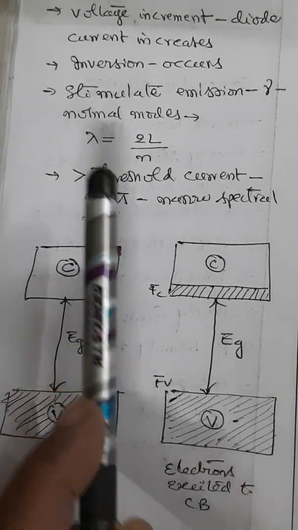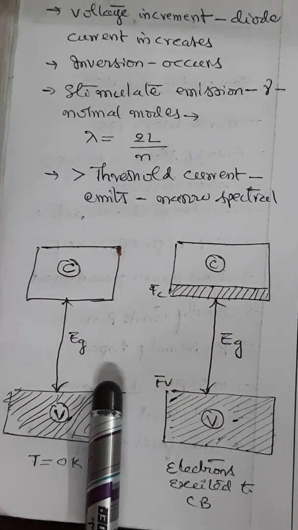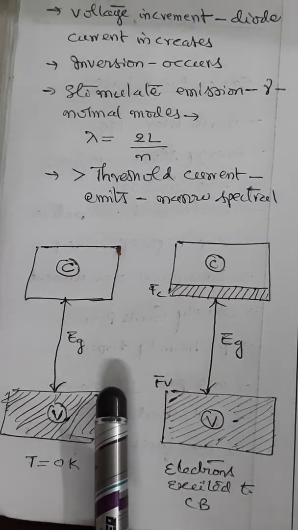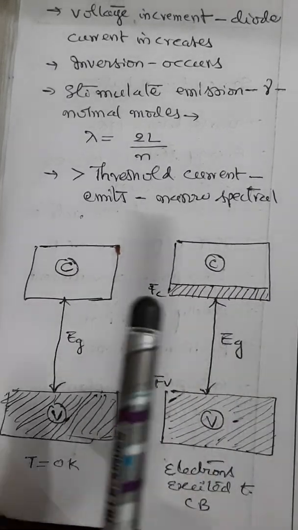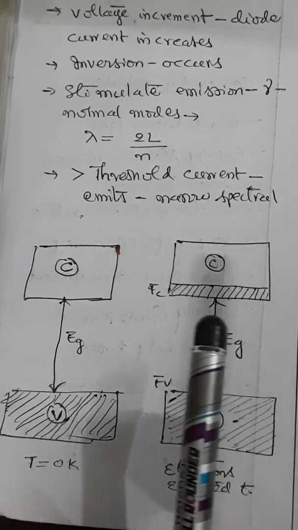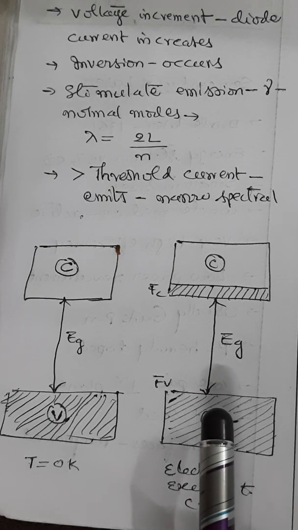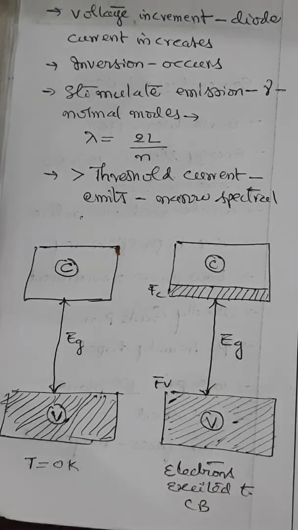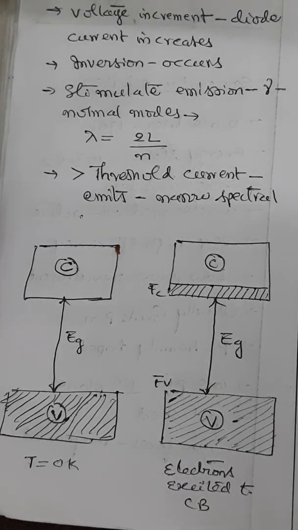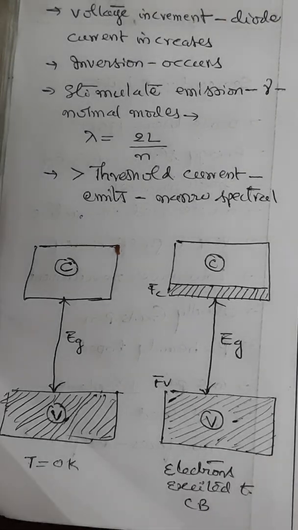formula. And the band diagrams will be like this at 0 K. So above the threshold current, the diode starts emitting stimulated radiation with a narrow spectral emission. This is how a semiconductor laser works. This is called a semiconductor laser, or semiconductor diode laser, or simply diode laser.